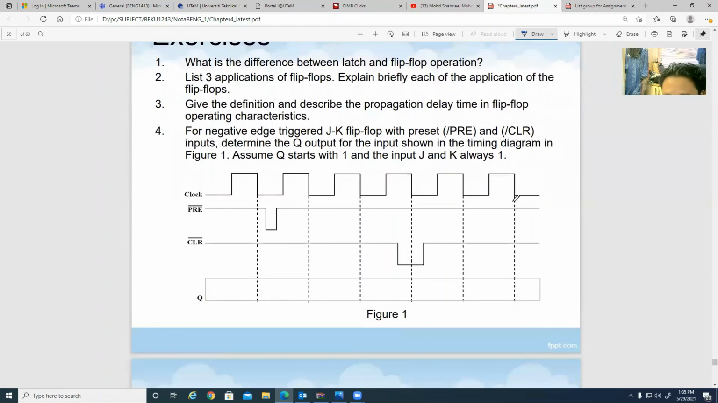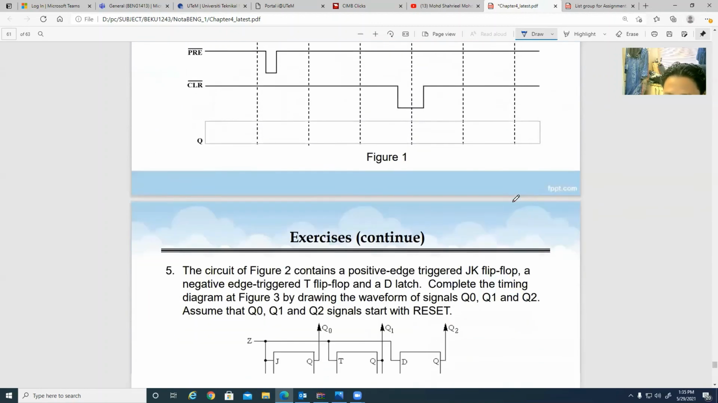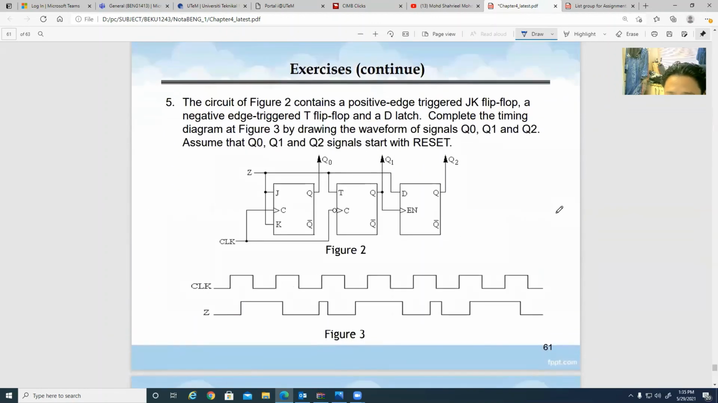For a negative edge trigger JK flip-flop with preset and clear inputs, determine the Q for the inputs shown in the timing diagram in figure 1. Assume Q starts with 1, and the JK output is always 1. This is an example. Then for the exercise, question number 5, you can try this one.